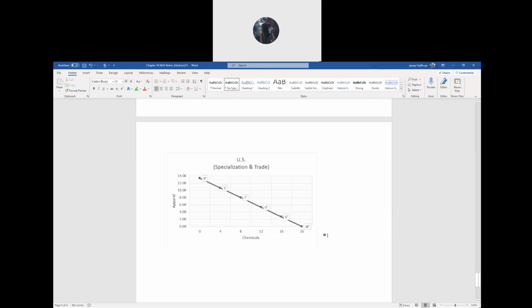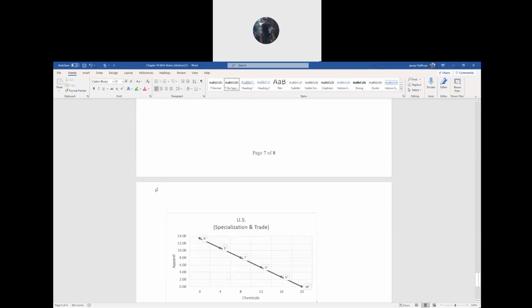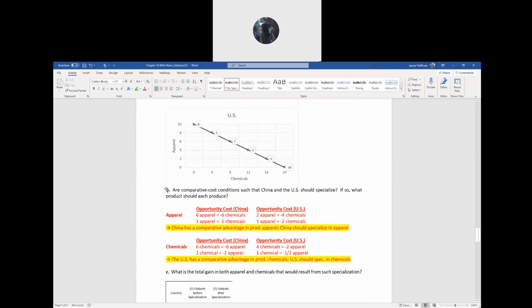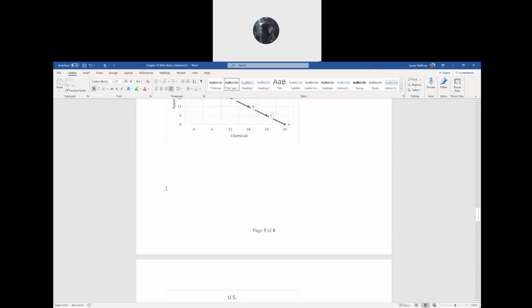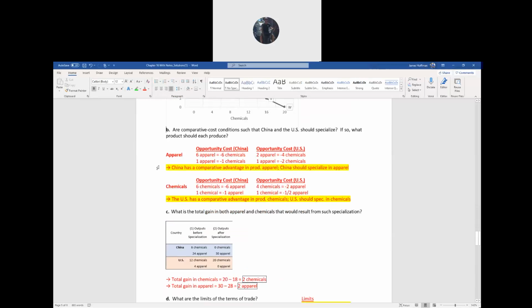Okay. Questions on this type of problem? So with these two examples, it's kind of the same idea but different scenarios, but you got to go through these with the process. And so part A is going to be just plot the initial curves. Part B, determine which country has a comparative advantage in what, and that's what they're going to specialize in. So you got to go through all the opportunity costs and determine the comparative advantage country and what they should specialize in. One's going to produce one, and the other's going to produce the other.